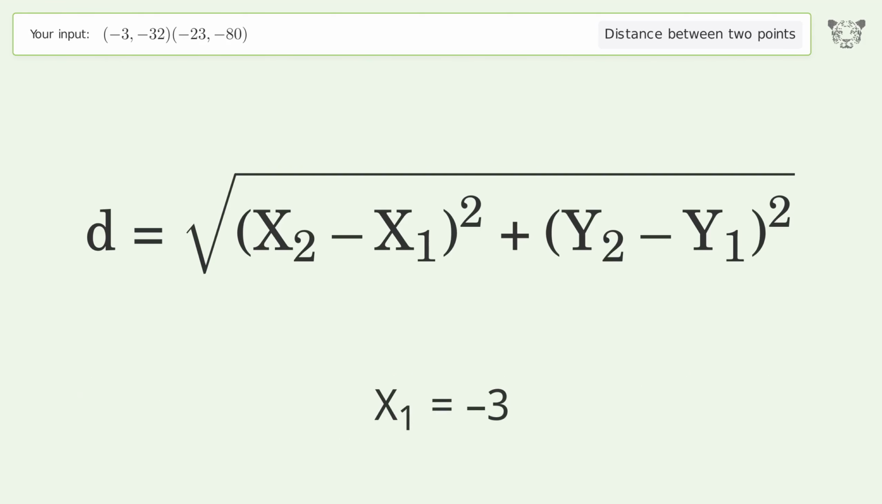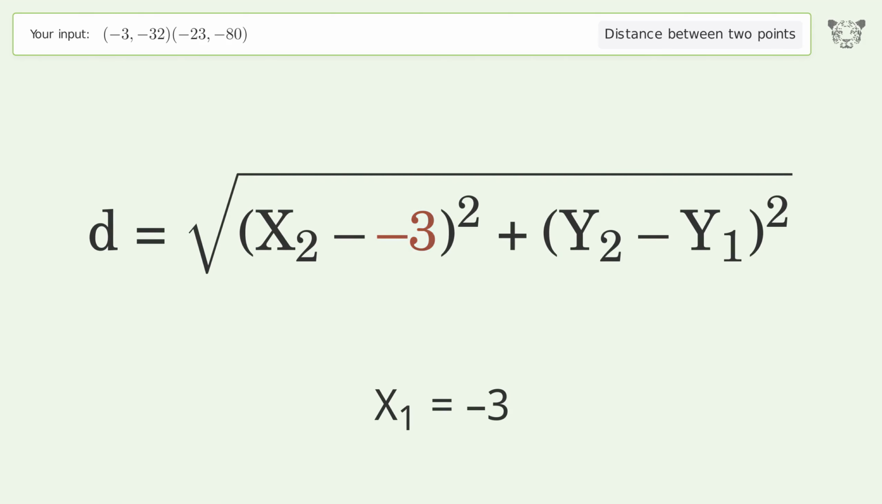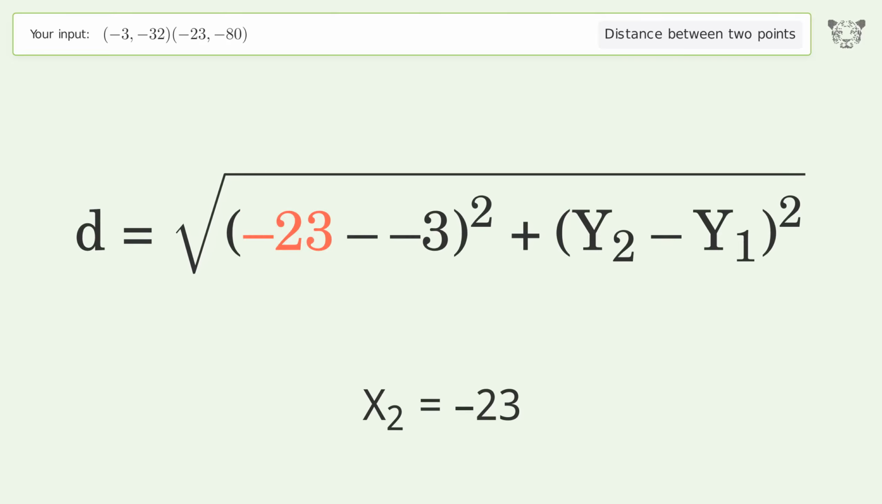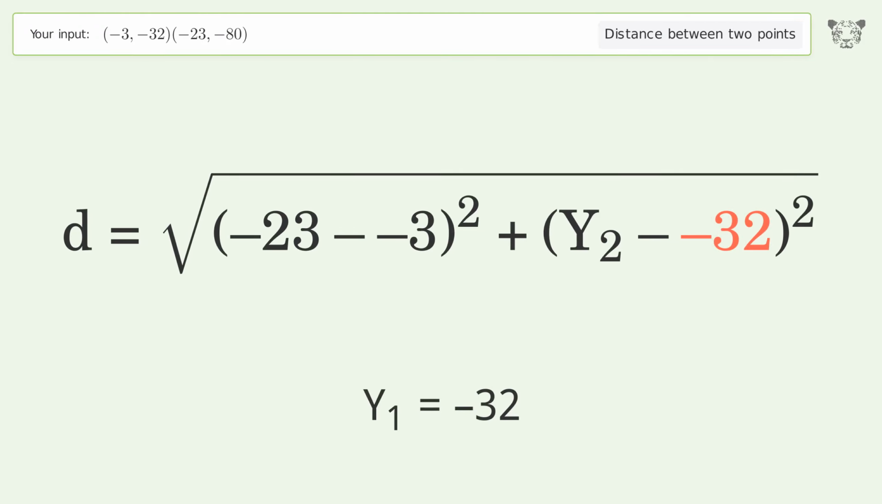x1 equals -3. x2 equals -23. y1 equals -32. y2 equals -80.